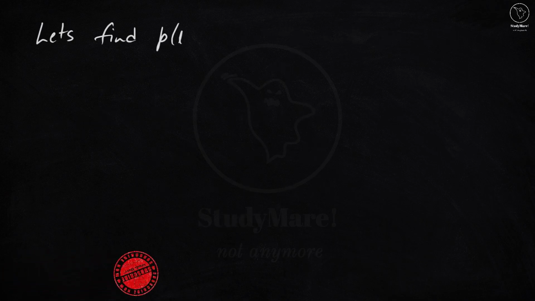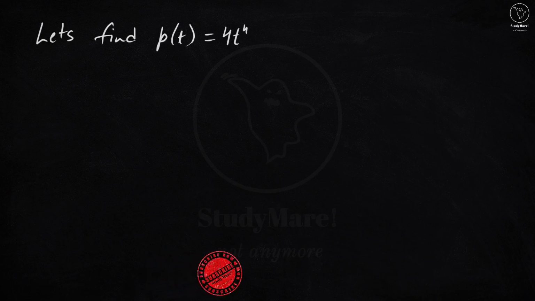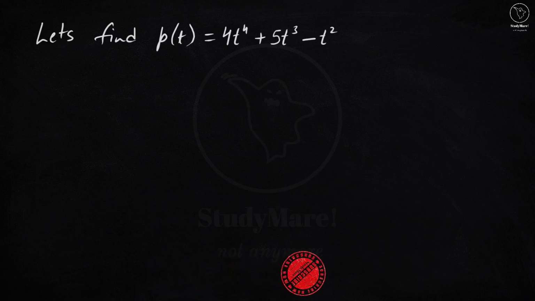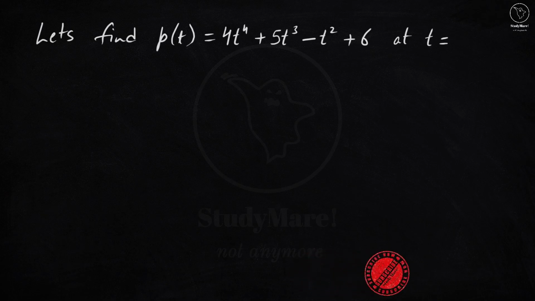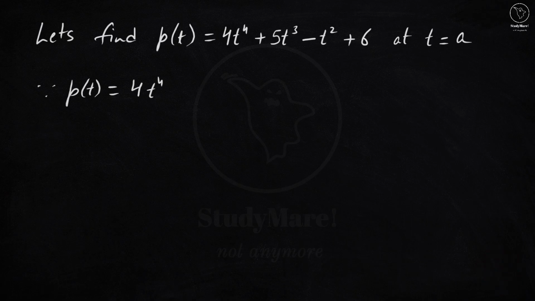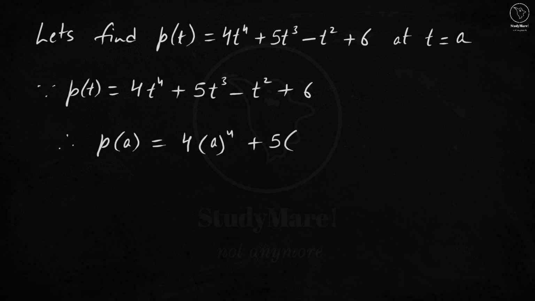Let's find p(t) is equal to 4t to the power 4 plus 5t to the power 3 minus t square plus 6 at t is equal to a. Yes, we don't have the value here, but we are going to solve this for a constant a. Since p(t) is equal to 4t to the power 4 plus 5t to the power 3 minus t square plus 6, therefore, substituting the value of t as a in this polynomial, we get p(a) is equal to 4a to the power 4 plus 5a to the power 3 minus a square plus 6.